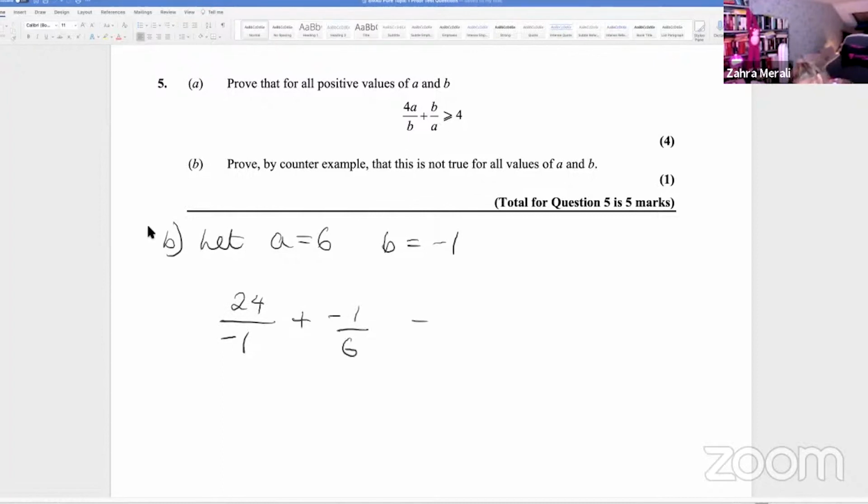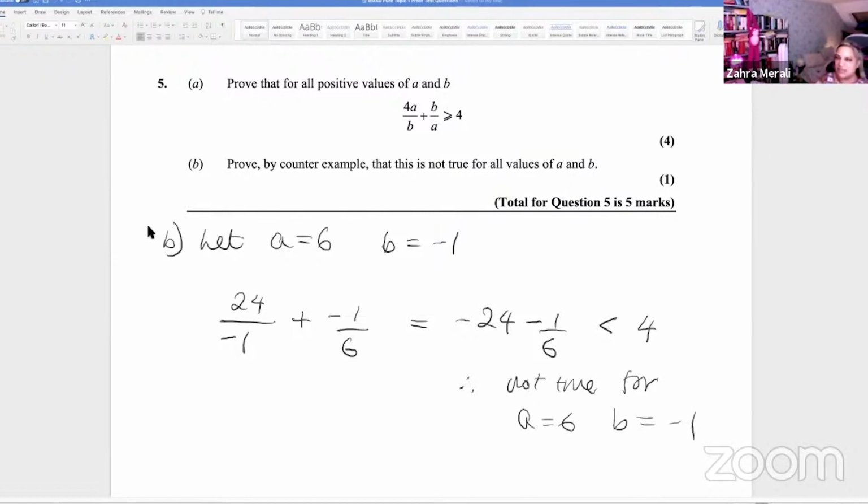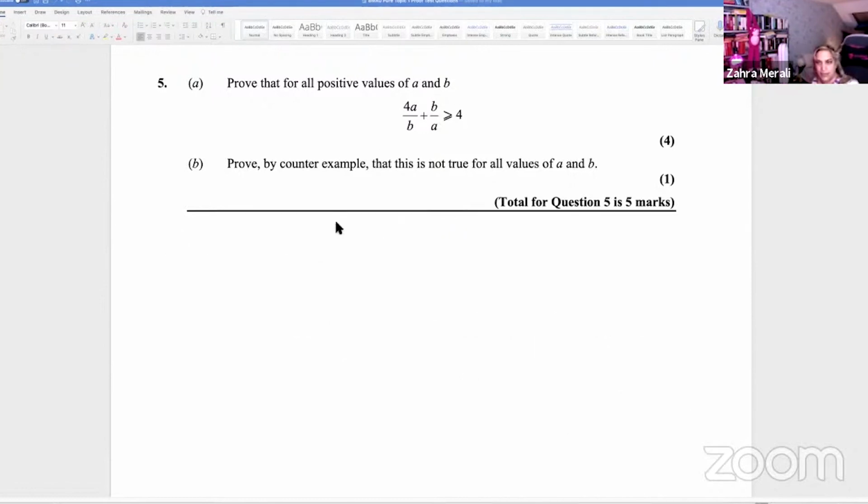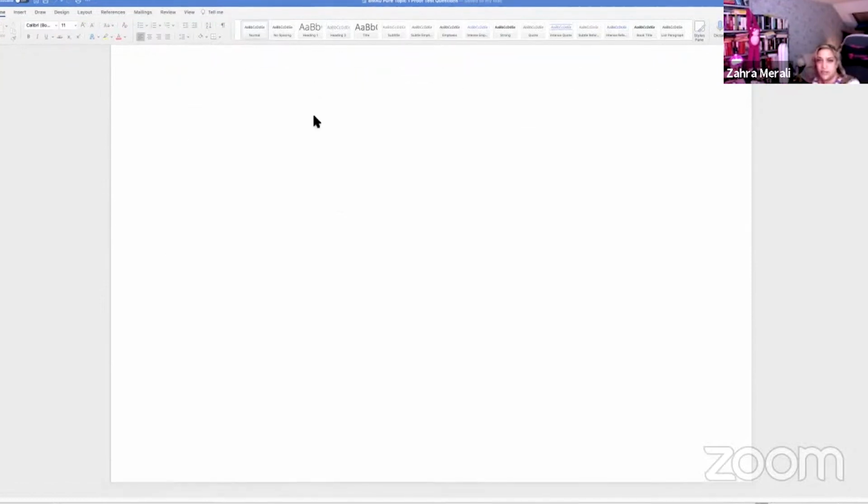So yeah, that works. Anything with a negative, so we're going to get minus 24 minus a sixth, which is less than 4, therefore not true for a equals 6 and b equals minus 1. Now you could have chosen anything that just makes it a negative minus a negative, because then it's definitely going to be the case. Okay, and I think that's the end of that one.